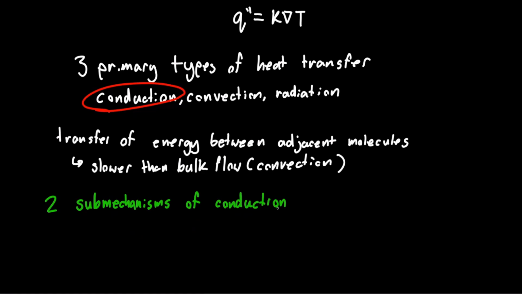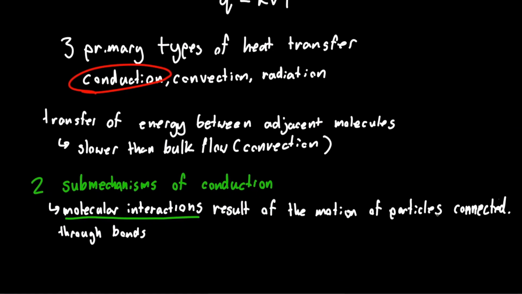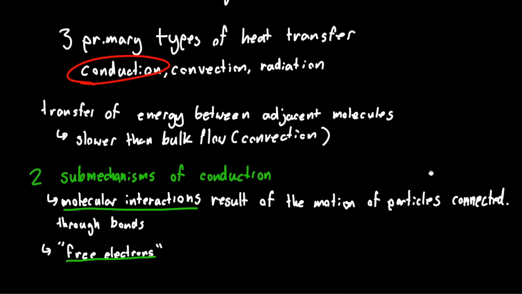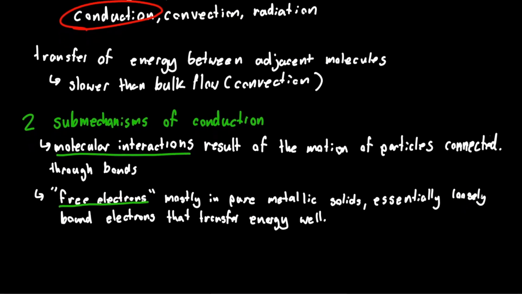There are two submechanisms of conduction, the first being molecular interactions, which is the result of motion of particles connected through bonds, and there is also free electrons. And free electrons are characteristics of pure metallic solids, and they essentially are loosely bound electrons that transfer energy very well.